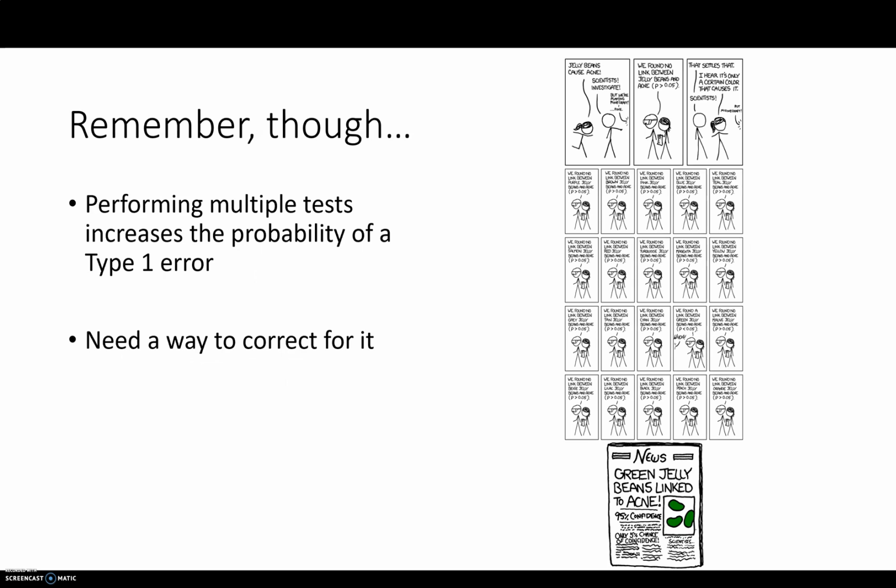So the point of these procedures is, remember that performing multiple tests increases the probability of a type 1 error. Each test that you perform, each t-test with an alpha of 0.05, there's a 5% chance that you're going to reject a true null hypothesis. So you need a way to correct for that. Remember this example from this comic.